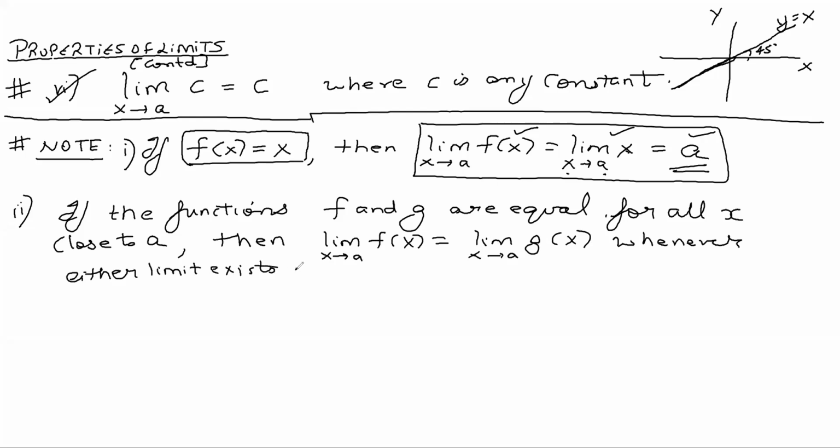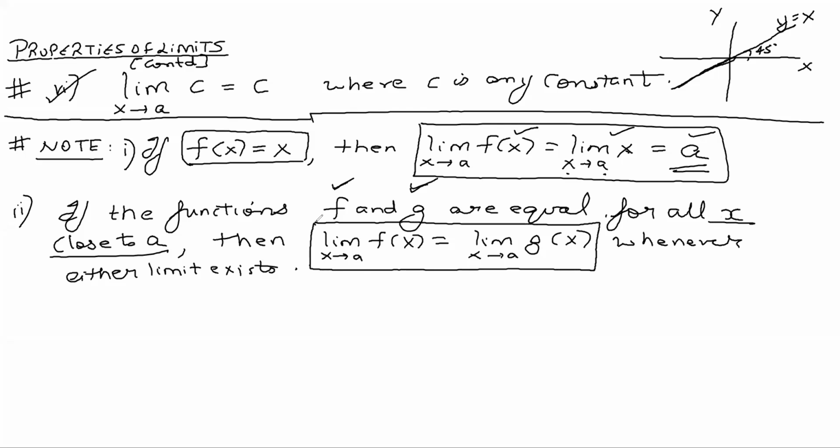So let me explain this point to you. Some of you must have understood it by just reading it, but others can properly understand. So when will I say that two limits are equal? Suppose I have two functions, f and g. If both the functions are taking equal values for x close to a, that means in the neighborhood of a, I will say that the limit as x tends to a of f of x is equal to the limit as x tends to a of g of x.